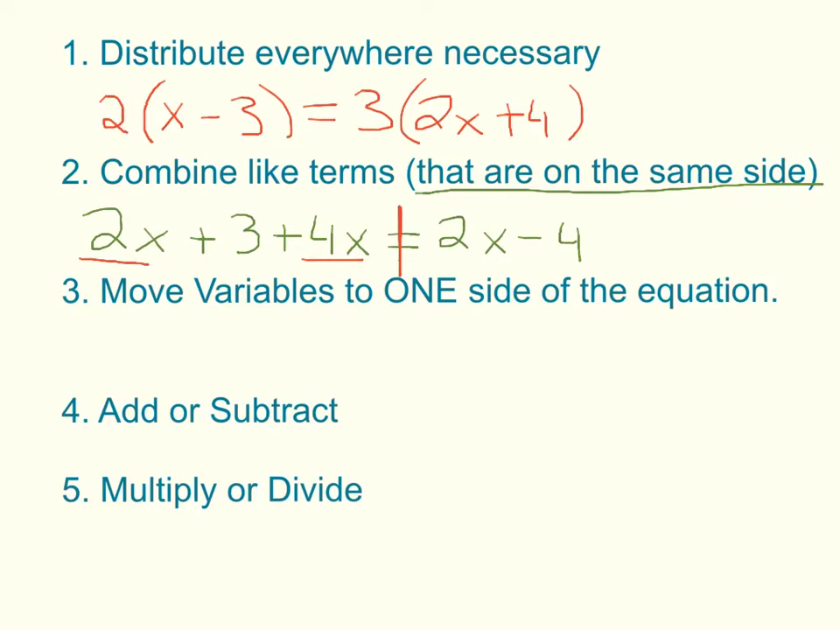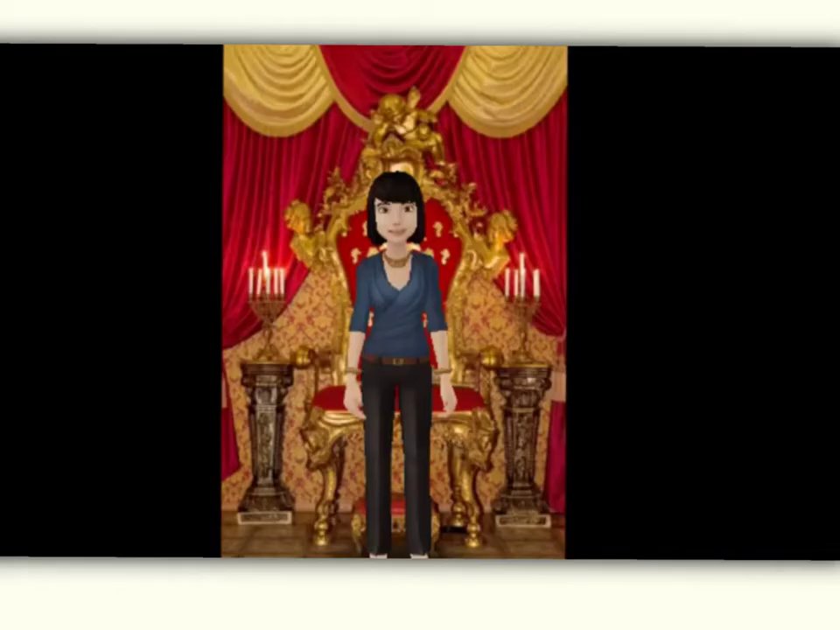And then always move all your variables to one side of the equation. This was our last lesson, so if we had 2x plus 5 equals 3x, we have variables on both sides, and we need to get them all onto one side of that equal sign. And then once you've done those 3 steps, you're back to a 2-step equation where you just do your addition and subtraction, and then your multiplication and division. And then finish up and check your answer. After this lesson, you will be the master of solving all equations.